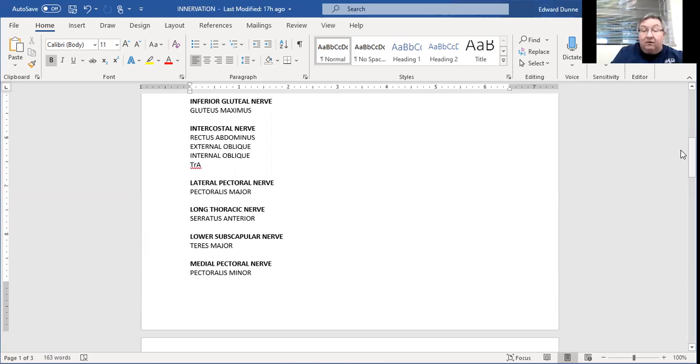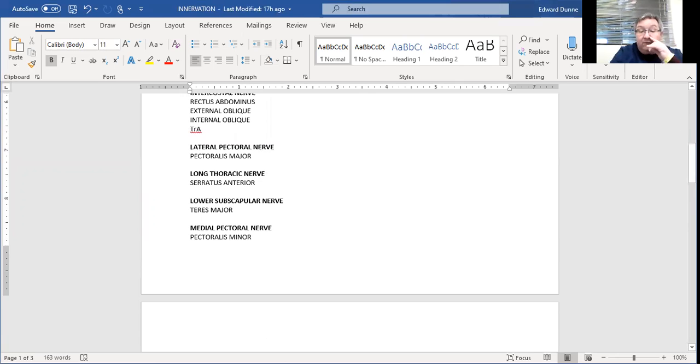And if you look down a little bit further, the medial pectoral nerve innervates the pectoralis minor. So you've got pectoralis major, which is superficial, and you've got pectoralis minor, which is deep to it, but they're innervated by two different parts of the pectoral nerve. All right, so pectoralis major and minor are innervated by the pectoral nerve, but major is lateral, minor is medial.